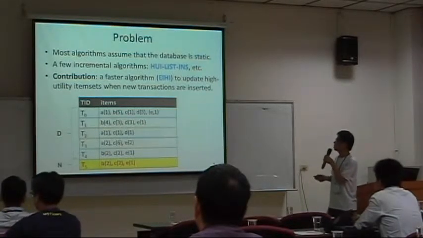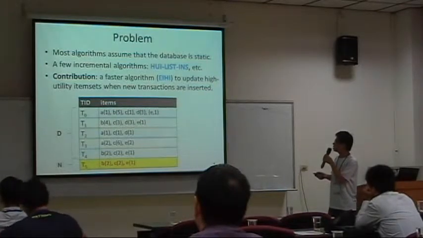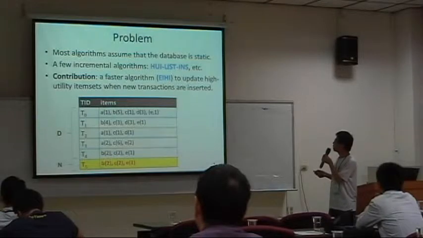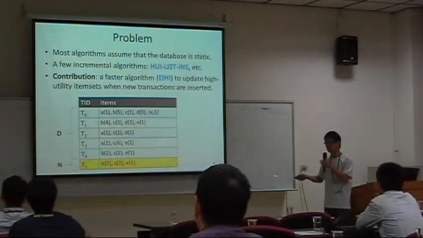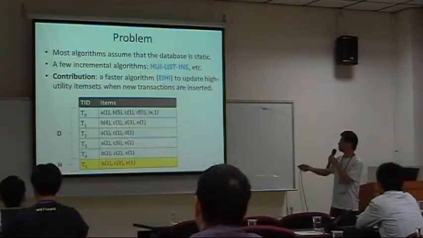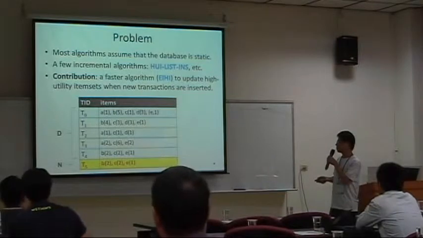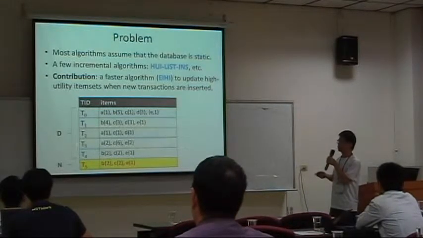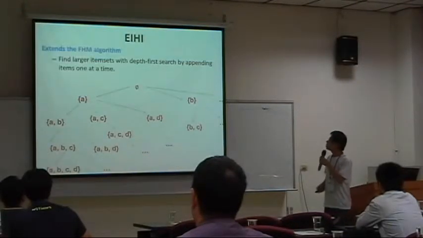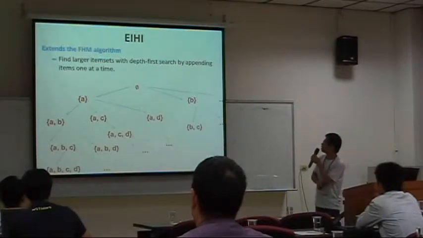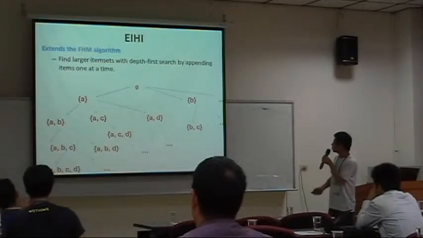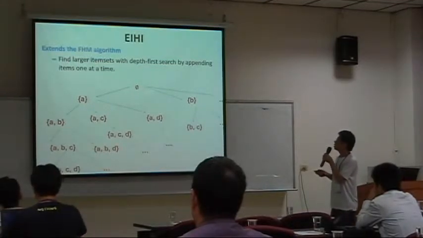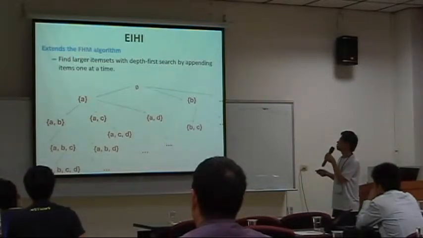So the contribution of this paper is that we have proposed a faster algorithm, named EIHI, to update high-utility itemsets when new transactions are inserted in the old database. For example, this is the old database, and here the transaction file is inserted into this database. But the updated patterns have changed. So this paper proposed an extension of the FHM algorithm. We focus on finding larger itemsets with a depth-first search by appending items one at a time.